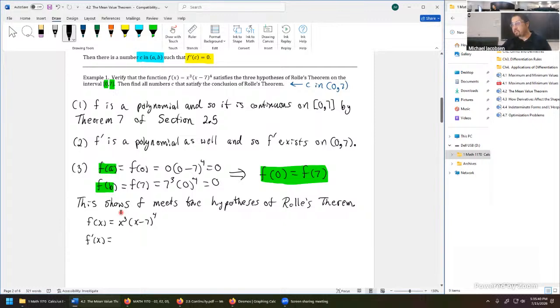through the product rule states: first differentiate x cubed. That'll be a 3x squared. Then copy (x minus 7) to the power 4. The new term, first copy x cubed. Then differentiate this function, (x minus 7) to the 4th power.